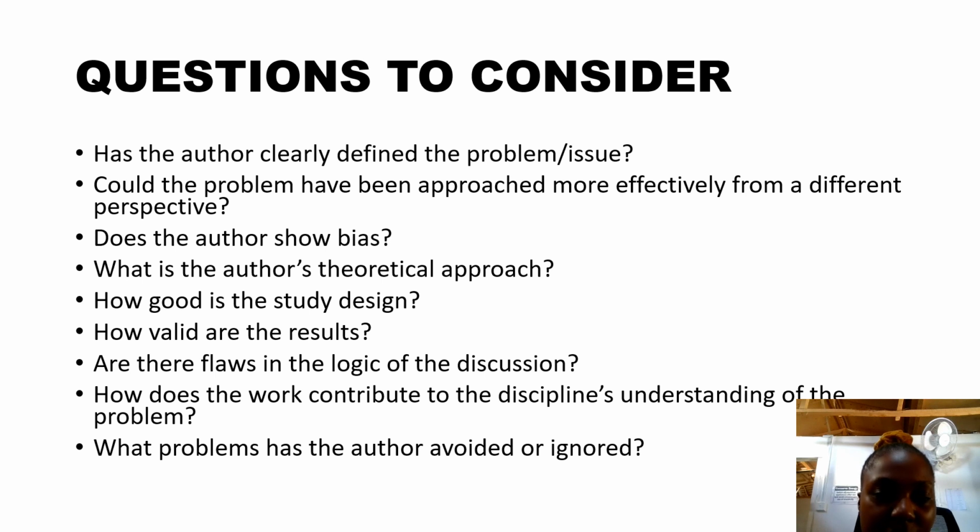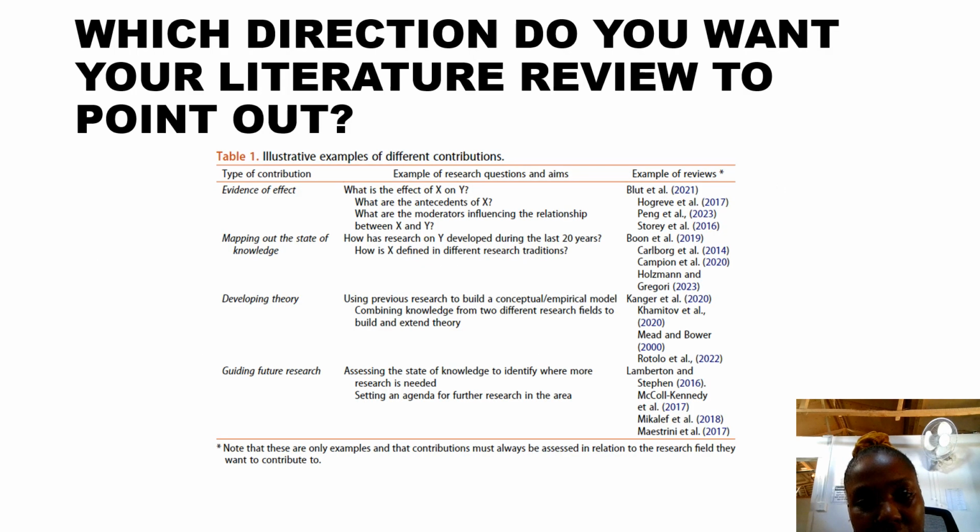Then questions you can ask yourself are: Has the author clearly defined the problem or the issue? Could the problem have been approached more effectively from a different perspective? Does the author show bias? What is the author's theoretical approach? How good is the study design? How valid are the results? Are there flaws in the logic of discussion? How does the work contribute to the discipline's understanding of the problem? What problems has the author avoided or ignored? So those are the questions you can ask yourself when you are writing the literature review.